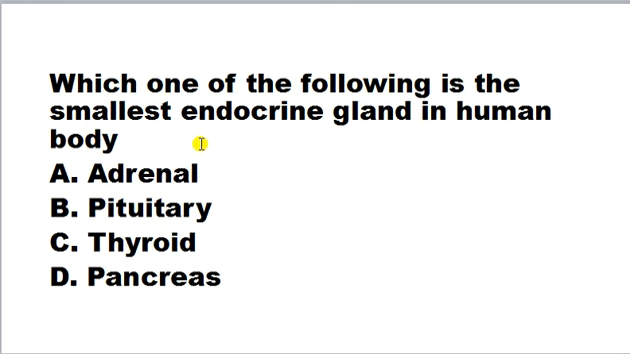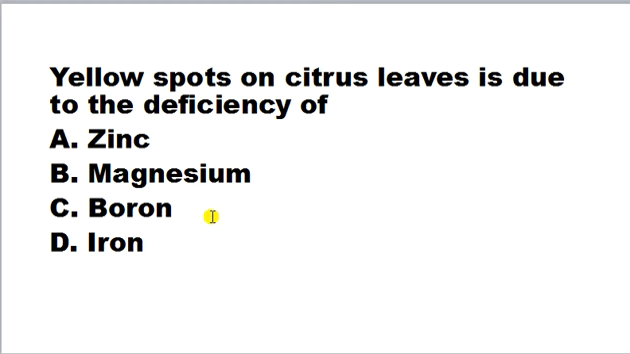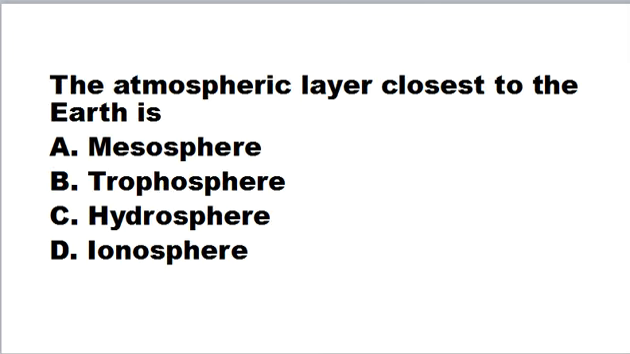Which one of the following is the smallest endocrine gland in human body? Adrenal, pituitary, thyroid, pancreas. The smallest endocrine gland in human body is pituitary. So correct answer is B. Yellow spots on citrus leaf is due to the deficiency of zinc, magnesium, boron, iron. So yellow spots on citrus leaf is due to the deficiency of magnesium. So correct answer is B.